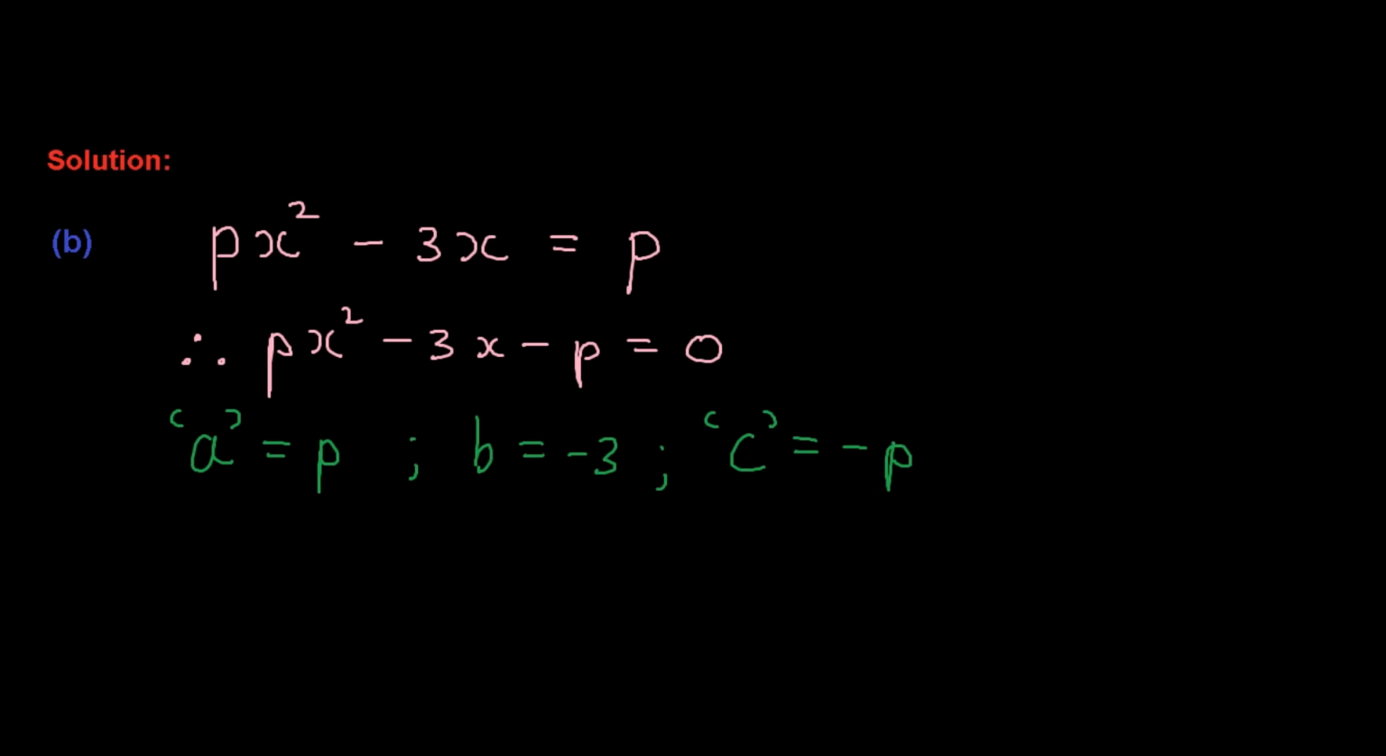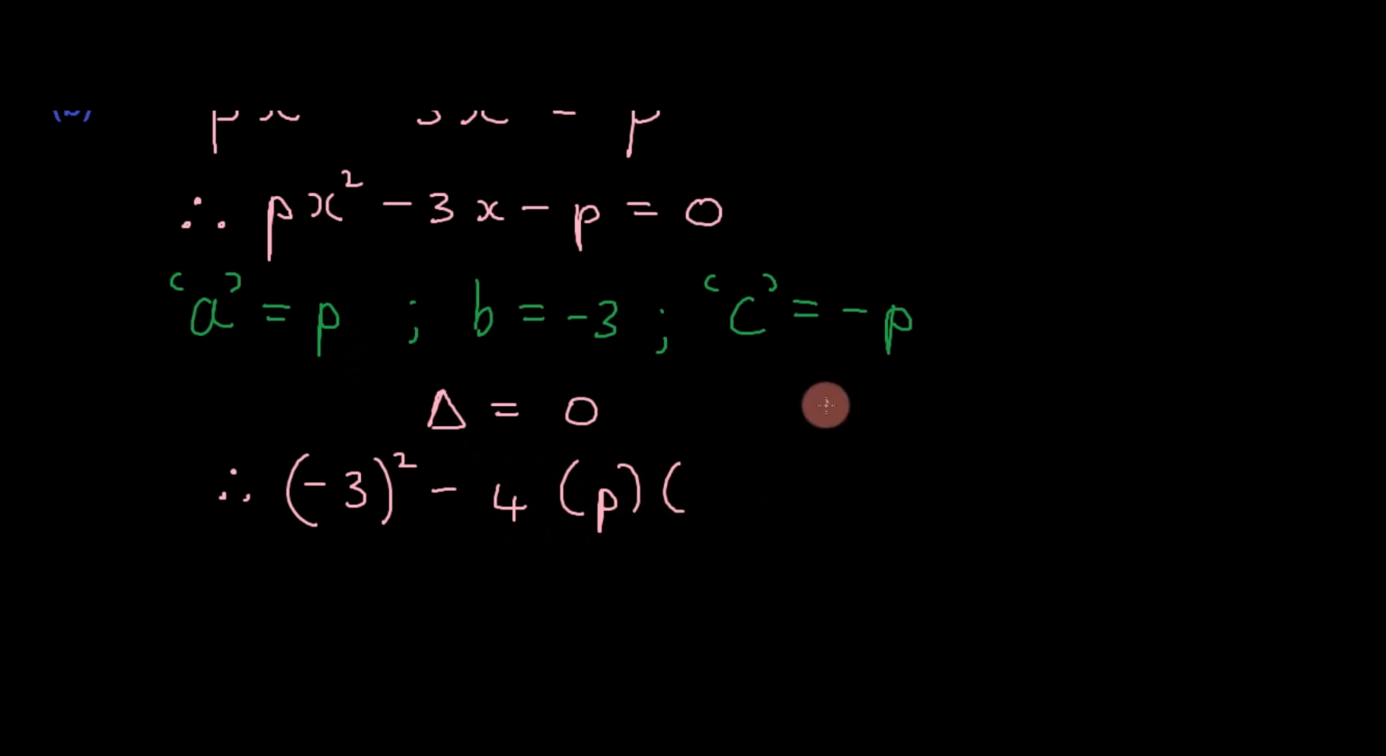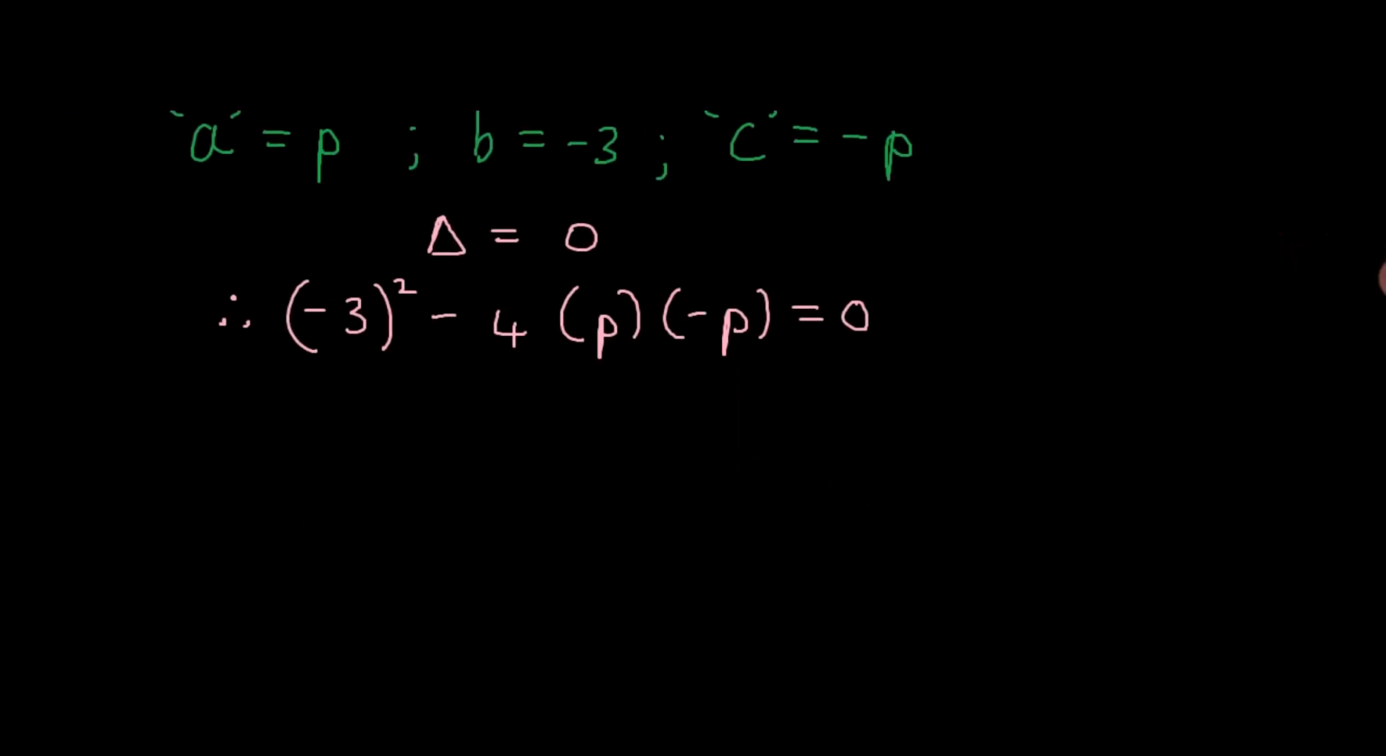We know that for the roots to be equal, delta has to be equal to 0. So we plug in the values of a, b, and c. So b squared will be negative 3 squared minus 4a, and of course a is equal to p. So 4ac, and c is negative p. So this must be 0. We can simplify, so it's going to be 9. A minus times a minus here is a plus. 4 times p is 4p squared.